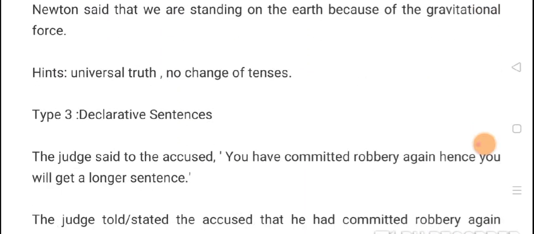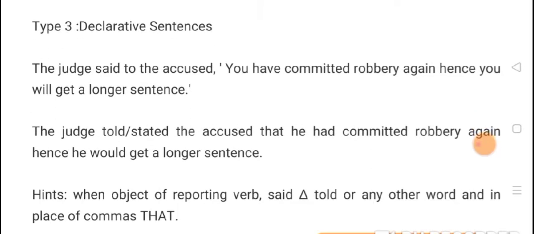Now type 3, declarative sentence. First we have to understand what a declarative sentence is. A declarative sentence means a sentence that declares, and that declaration might be positive or might be negative. So declarative sentence or assertive sentence, both are the same. And listen, there are two types of declarative: positive or affirmative, and negative. So the declaration might be positive as well as negative.